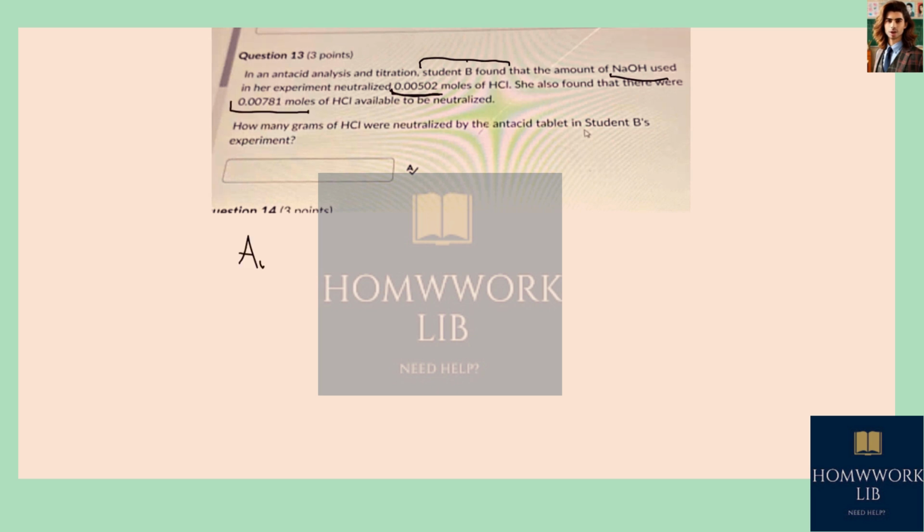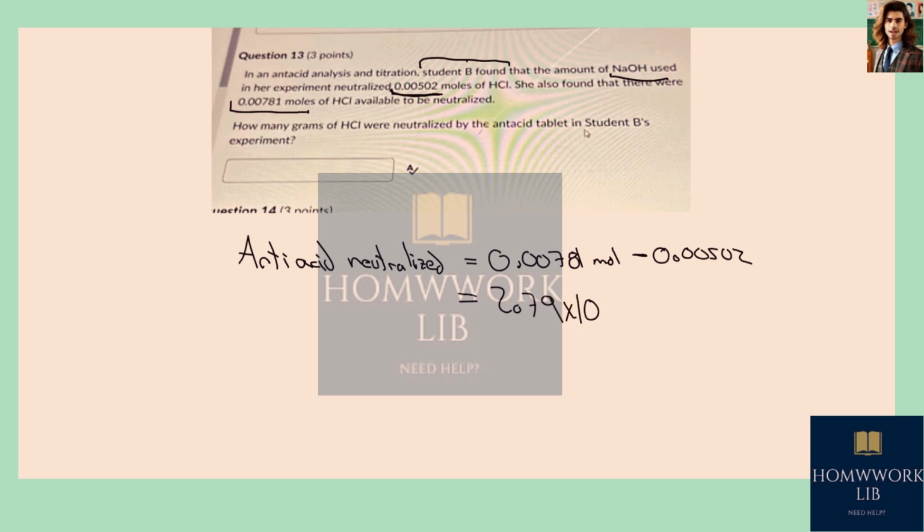That means that the antacid neutralized the initial amount, 0.00781 mole, minus the amount that had to be neutralized by the sodium hydroxide, 0.00502. So the result is going to be 2.79 times 10 to the minus 3 mole of HCl.